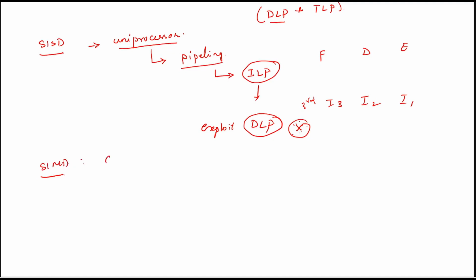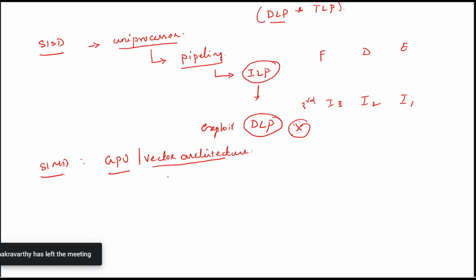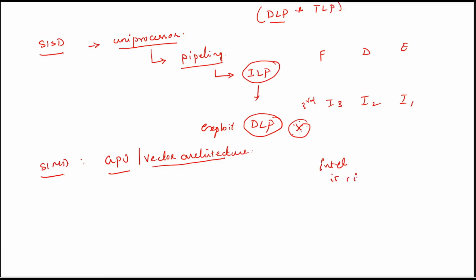The next one, SIMD. The best example is the GPU, or we can call it vector architecture. What is GPU? Graphical processing unit. If we have an NVIDIA kind of processor in our lab, we will try to buy it. Nowadays you have an Intel Core processor, i5, i7, and it comes with an NVIDIA processor also.